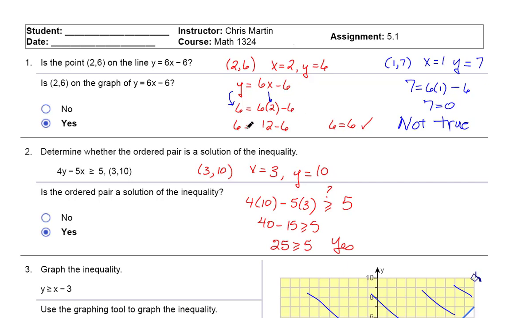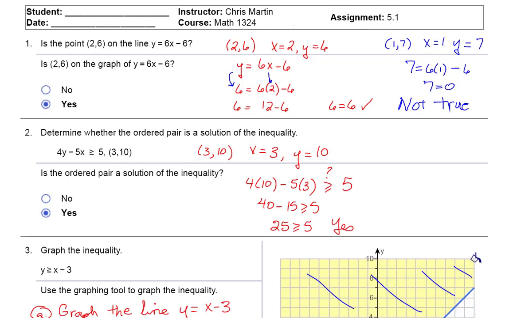So that would be true. What if I picked another point, like 1, 7? Would that be true? Let's see, y is 7. 6 times 1 is 6. 6 minus 6 is 0. And so I would get 7 equals 0, and that's not true. So if it makes something true, the point is on the line. And if it makes something that's not true, the point is not on the line.